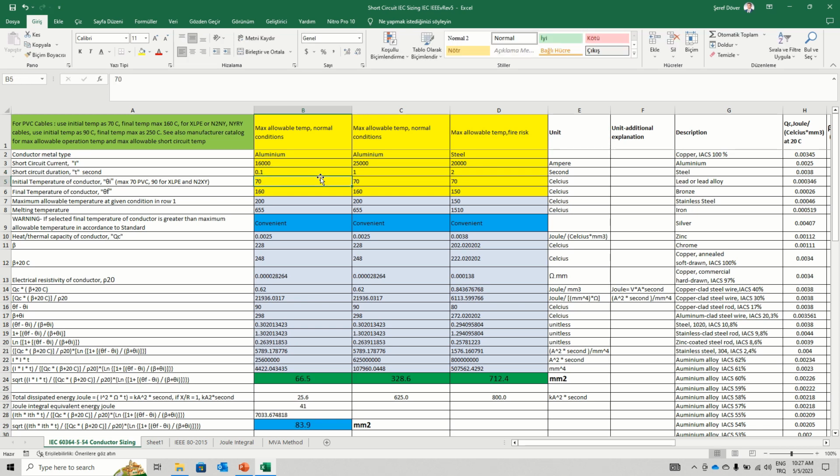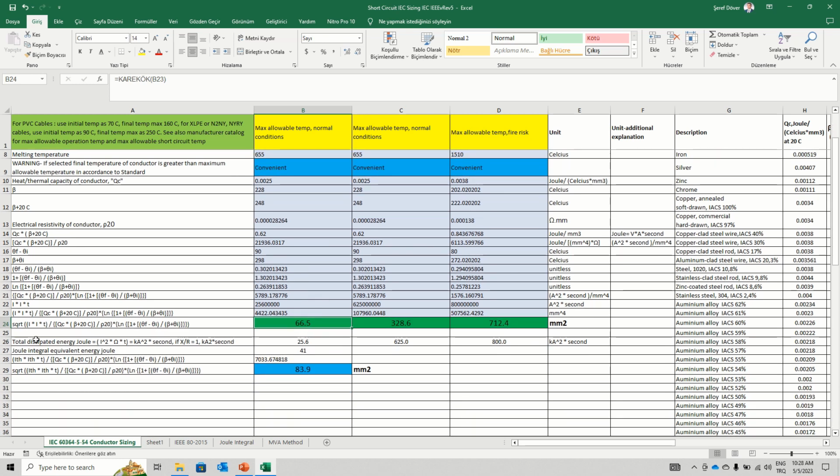By the way, firstly, let's do this one: 0.1. We are working in transient, subtransient cases. It means 100 milliseconds, up to 100 milliseconds. As you see, if I am using normal cases, with steady state short circuit current, I need only 66.5 millimeters square conductor. But if I take into consideration this transient, subtransient case, the X over R ratio effect, the DC component effect, then the total required size is 84 millimeters square, maybe 30% more.